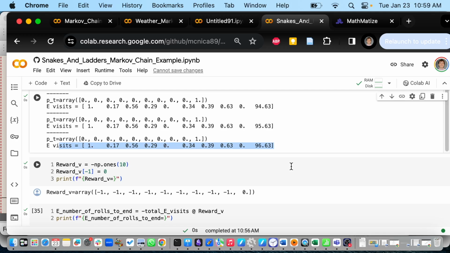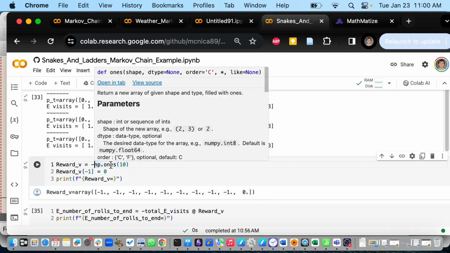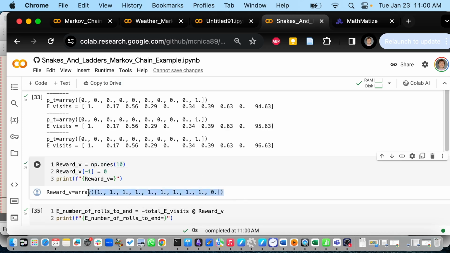To find the total number of visits, we take this vector 1, 1, 1, 1, 1, 1, 1, 0. That's the vector. I called it reward. And I put in minus 1s. I'll explain why I put in minus 1s before. Let's make it 1s for now. And I'll explain the minus 1s in a second. Let's do 1s. So this is the vector 1, 1, 1, 1, 1 with a 0 at the end.